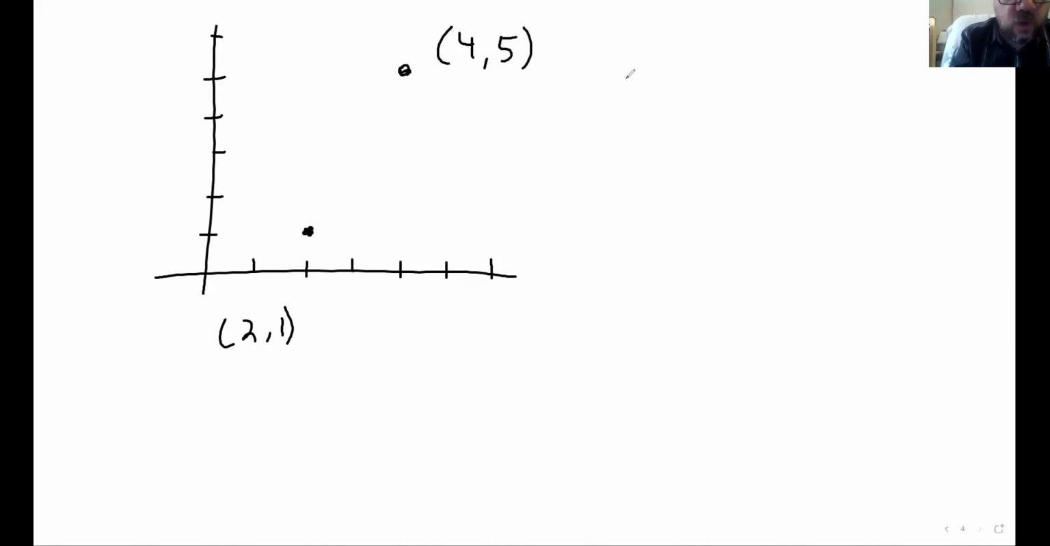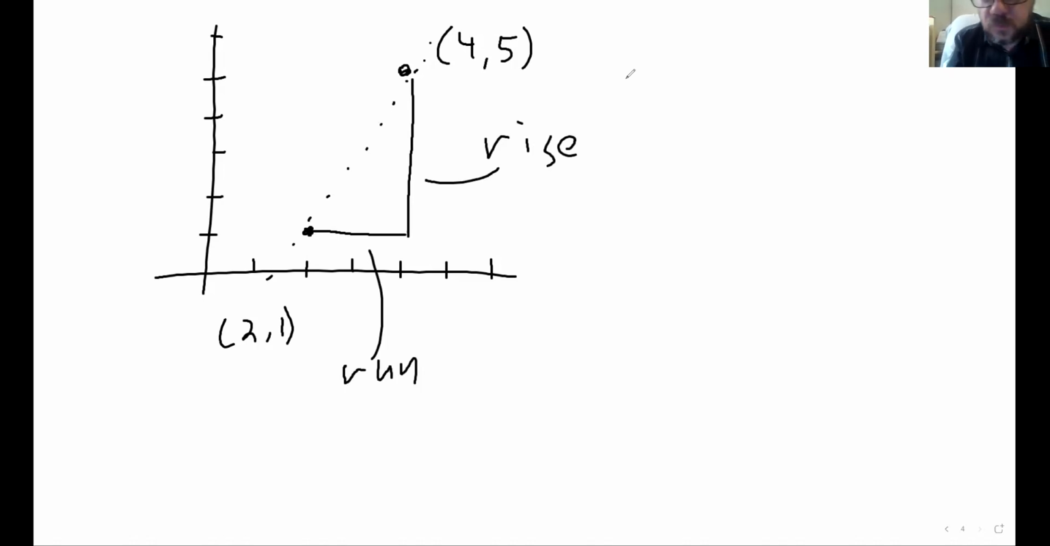And I want to know what the slope of this line is that goes between them, or that would go between them if I could draw. And so we need to find the rise and the run. We need to find the change in y and change in x, right? So I'm basically making this right triangle every time, where this guy is the run, and this guy is the rise. And we're going to do slope is rise over run.